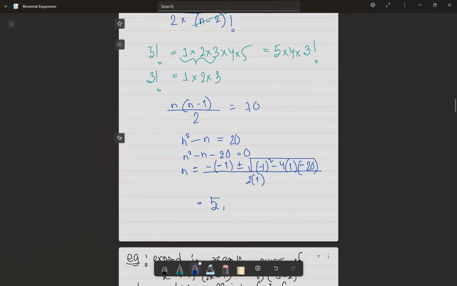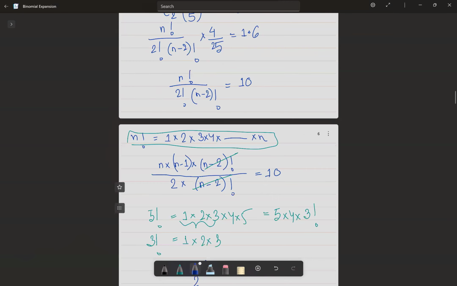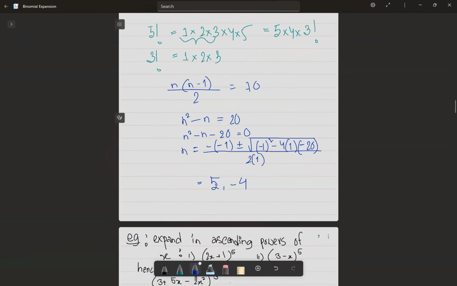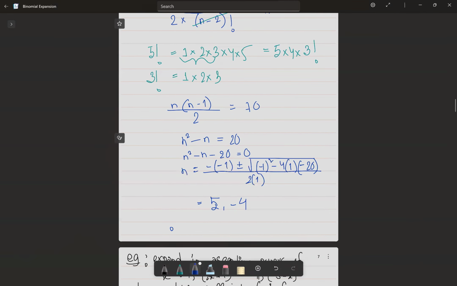and minus 4. But if you see the question, my value of n was positive. So minus 4 will not be an accepted answer. Our answer will only be n is equals to 5. This is not acceptable.